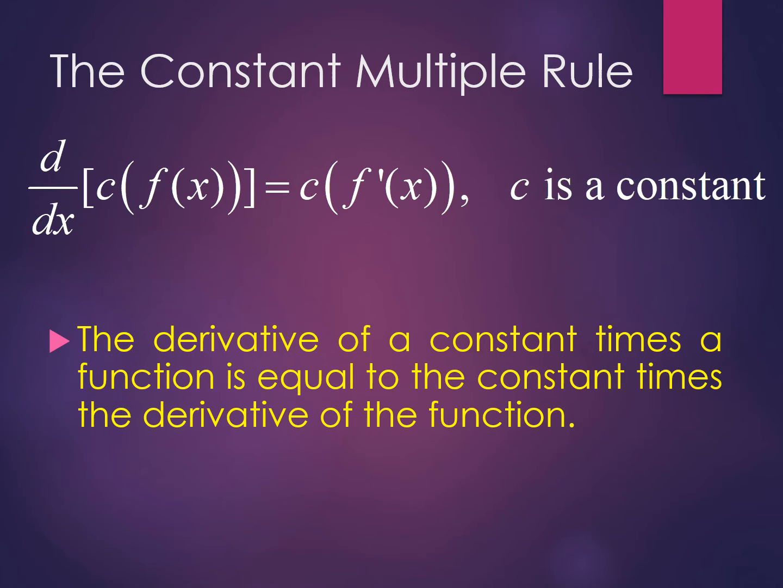The next one is the constant multiple rule. It states that d over dx of c times f of x equals c times f prime of x, where c is a constant. From here, the derivative of a constant times a function is equal to the constant times the derivative of the function. So if there is a number before your function, you should separate it and get the derivative of that function, and then multiply it by the constant.